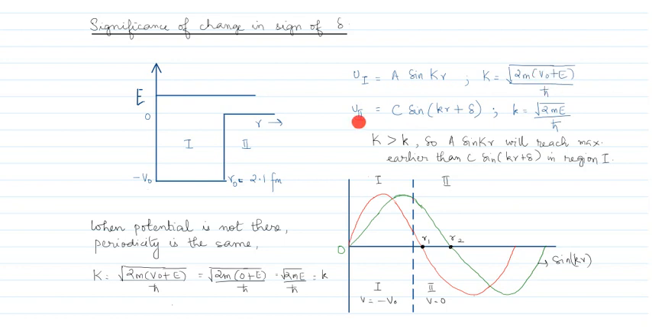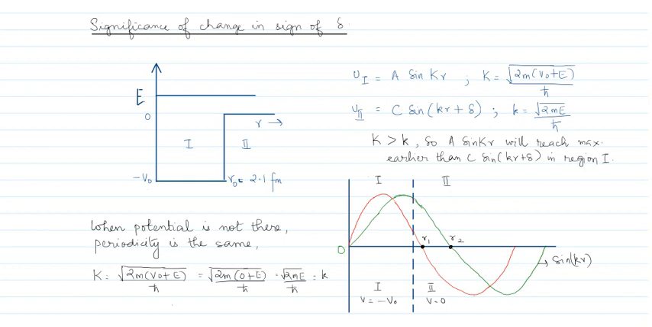And in region 2, the solution is C sine(KR plus delta), where delta is the phase shift introduced upon scattering. And the periodicity is given by KR, where K is root of 2mE by H cross. Visibly itself you can understand capital K is greater than small k. Okay, so we are going to check what really happens to the wave function upon scattering.